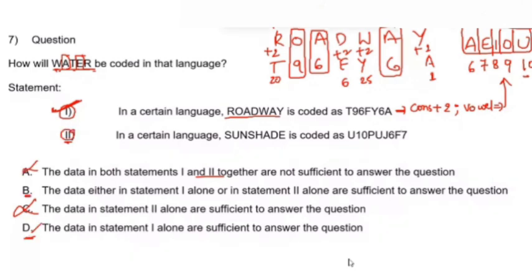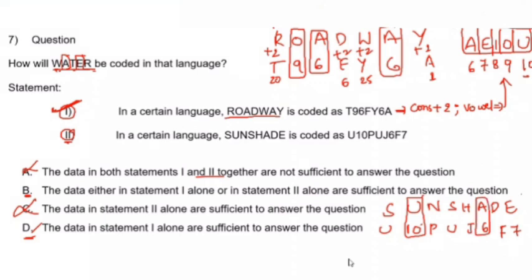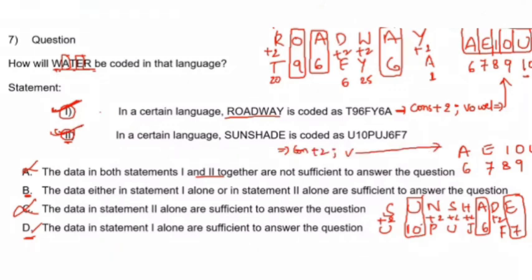Now sunshade. Observe this sunshade. I'm drawing here on the bottom. Sunshade is coded as U, 10, P, again U, J, again 6, F, and 7. And again you observe which letters are coded with numbers. Vowels are coded with numbers. And what are those? A, E, I, O, U. Again, in 2 alone, U is 10, A is 6, E is 7, I is 8, O is 9. Absolutely, I got the codes for vowels. Now S is 19, 21 plus 2. This is again plus 2, plus 2, plus 2. If it is a consonant, plus 2. If it is a vowel, you need to give this. So 2 alone is also sufficient to answer the question.